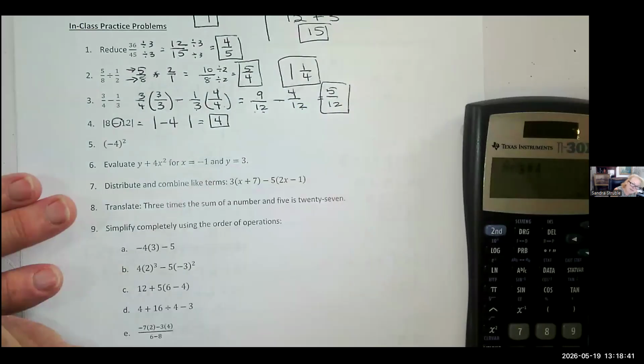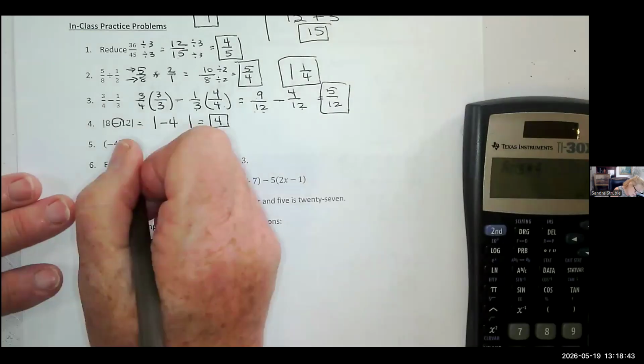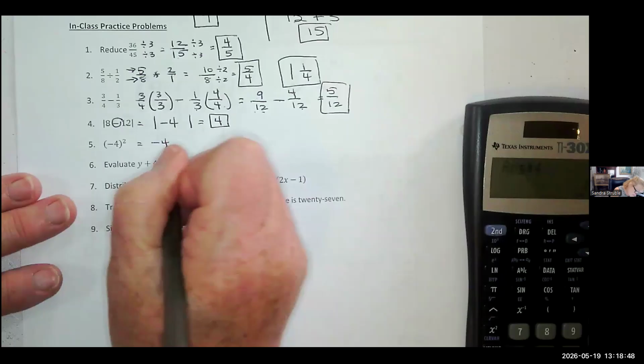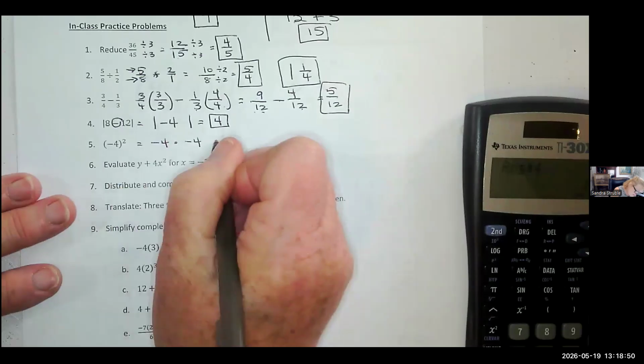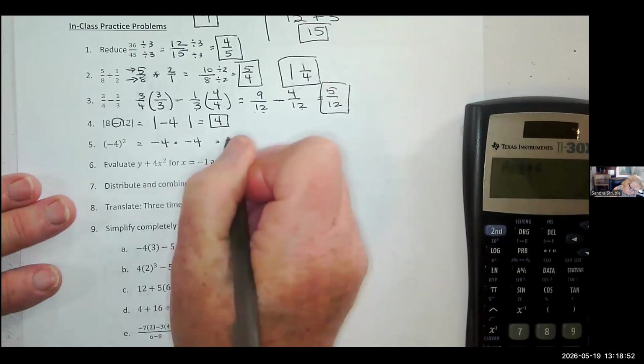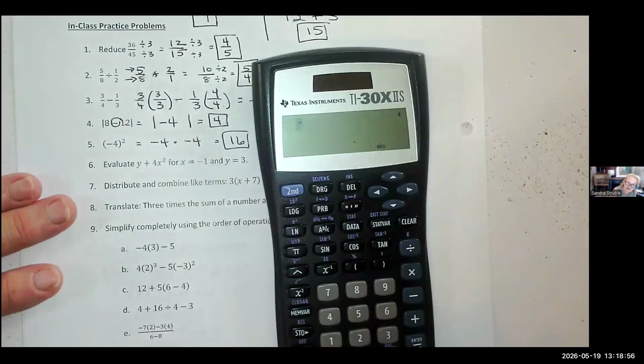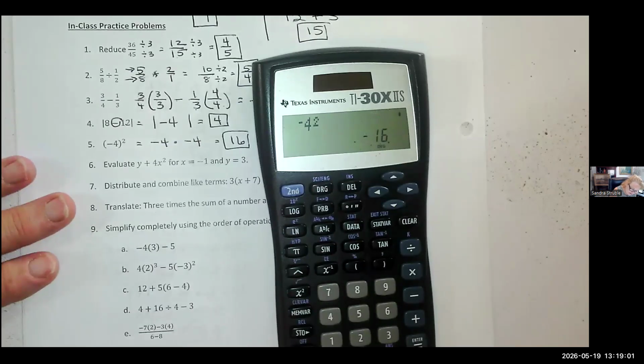-4 squared, please note the parentheses. This means it's -4 times -4. A negative and a negative is a positive. 4 times 4 is 16. If you put, again, -4 squared without parentheses, that's going to give you a negative, and that's wrong. You have to use parentheses -4, close, caret 2, equals.